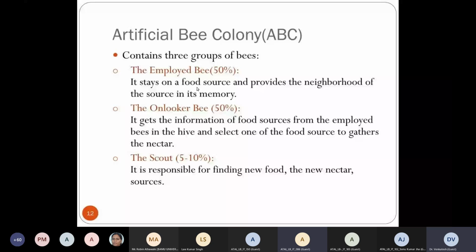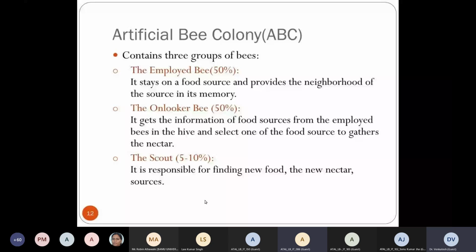In the same way, onlookers also will do the exploitation procedure only. But once they come back to the hive, they will look for other employed bees. So we will see the mathematical formulation of this algorithm. If you have any doubts or queries so far, you can raise them now. Okay. Otherwise, I will simply continue.